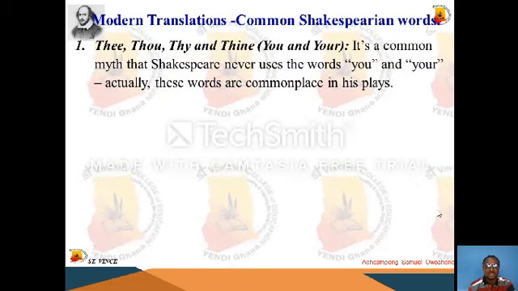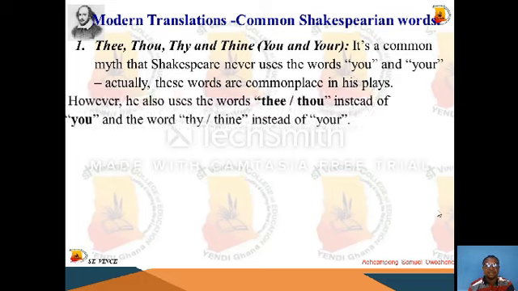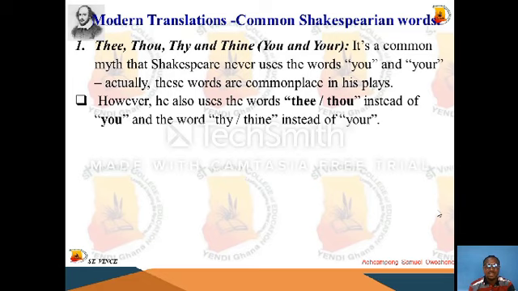Now let's pick out the first word. In most of Shakespearean writings, you come across words like thee, thou, thy, and thine. Basically, all these four mean two things: you and your. So if I say thy house, it means your house. Okay, where are thine? Where are you? You know, all of that. So you and your, actually these words are commonplace in his writing, and you always come across them. However, he also uses the words thee and thou instead of you, and the words thy, thine instead of your. So when you see thee or thou, it means you.